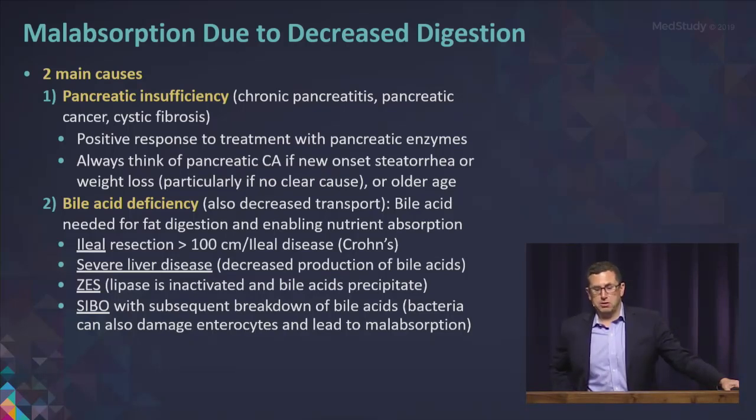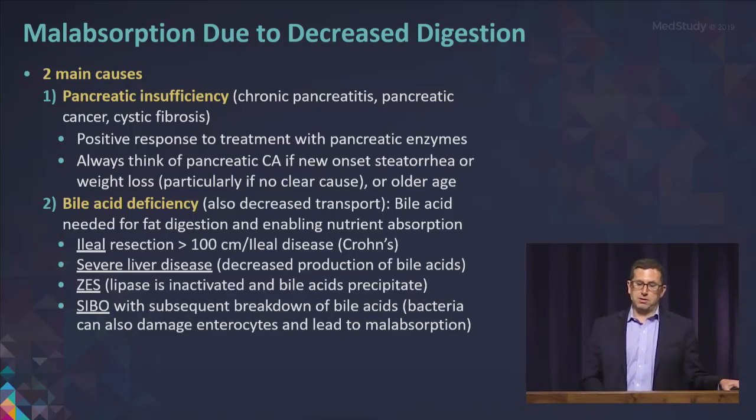And in small bowel bacterial overgrowth, you could get breakdown of bile acids, and the bacteria could also damage enterocytes and lead to malabsorption. So again, the two main causes of malabsorption due to decreased digestion, pancreatic insufficiency and bile acid deficiency.